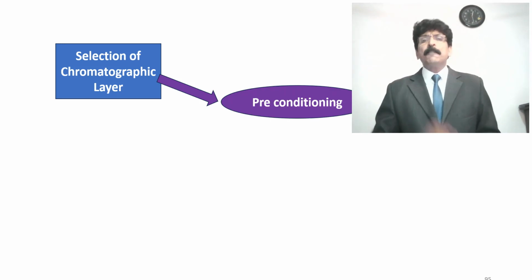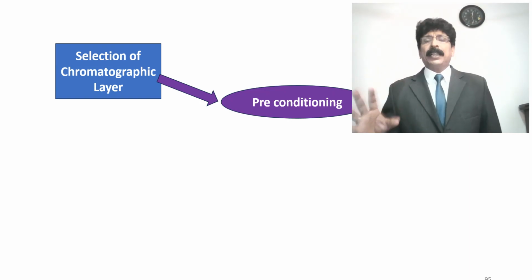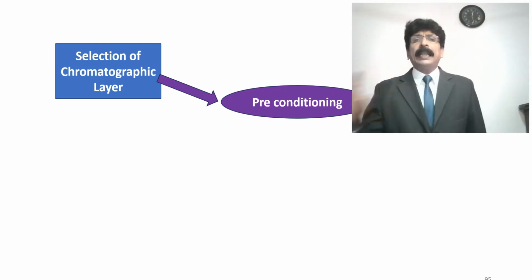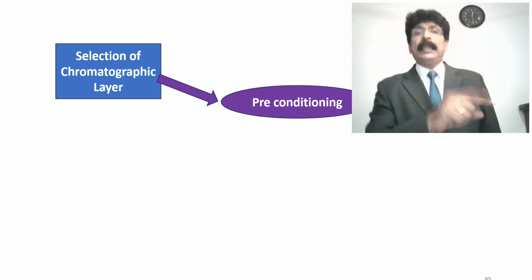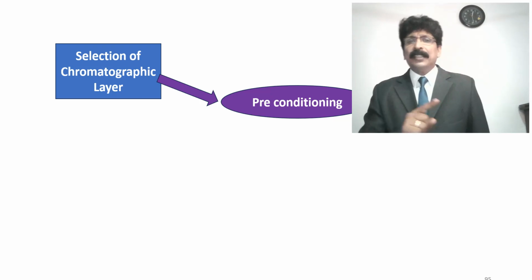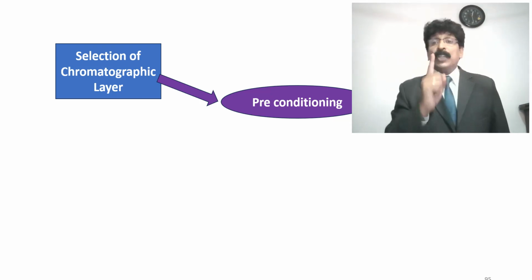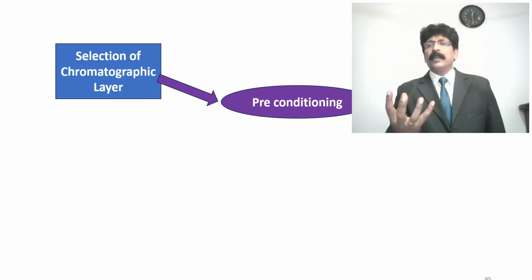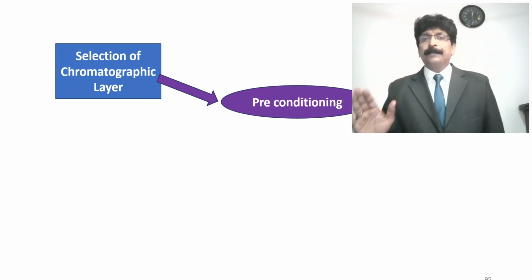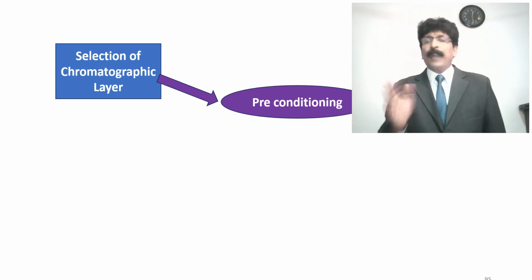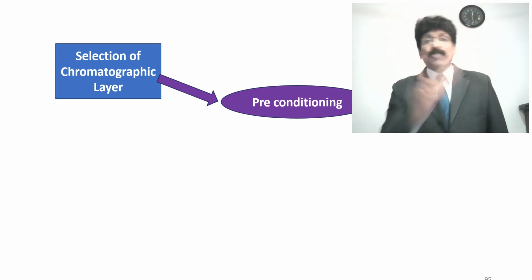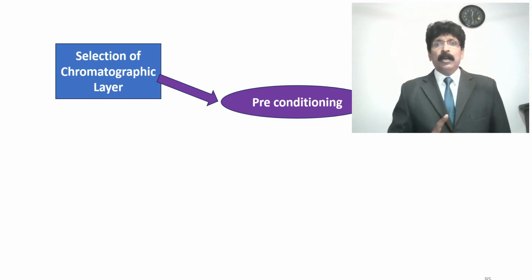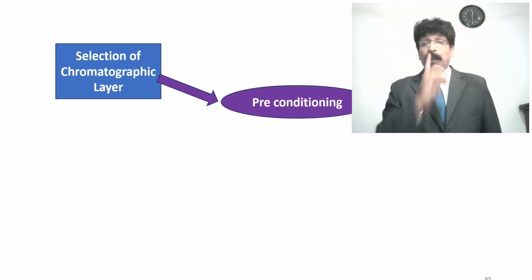So the first one is preconditioning. We should know what preconditioning is. All students should remember preconditioning means what we did in paper chromatography and thin layer chromatography in the lab. Saturation. We did saturation with the mobile solvent in the developing chamber so that you can avoid the edge effect of the solvent front. So these complications can be avoided when you are saturating the chamber which you are using for chromatographic development.